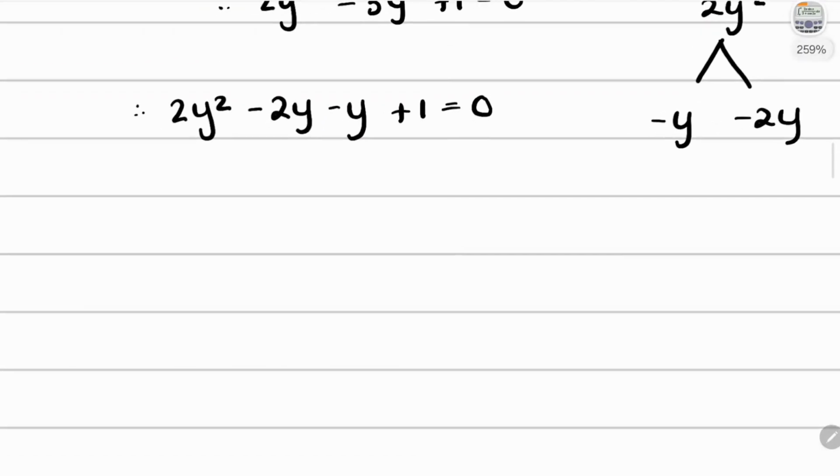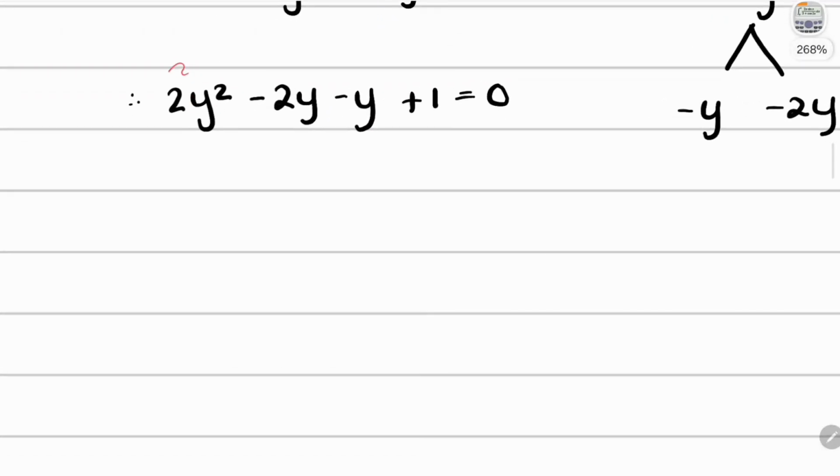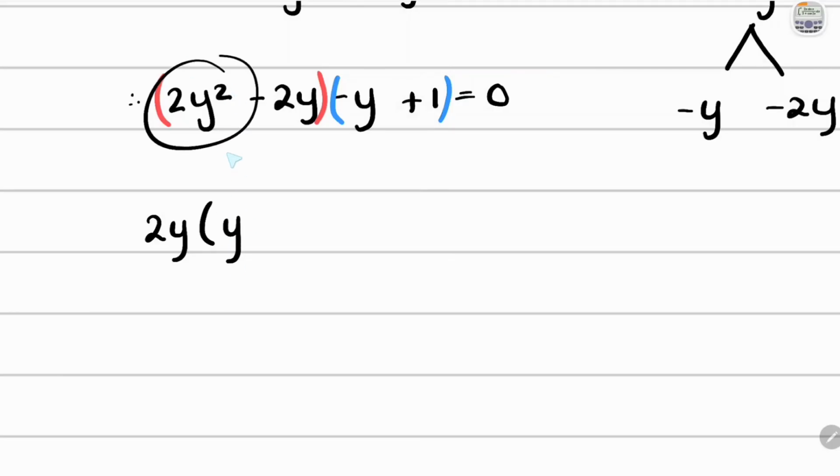And now we're going to use grouping. Okay, so we're going to group the first two terms together, and that's why we rewrite them with the value that they share a common factor. Okay, and then these two are together. So the common factor between the first and second term would be 2y. And then open a bracket, and what are we left with? We're left with y in the first term. And then what are we left with in the second term? You can just say this divided by that common factor. That gives you negative 1.